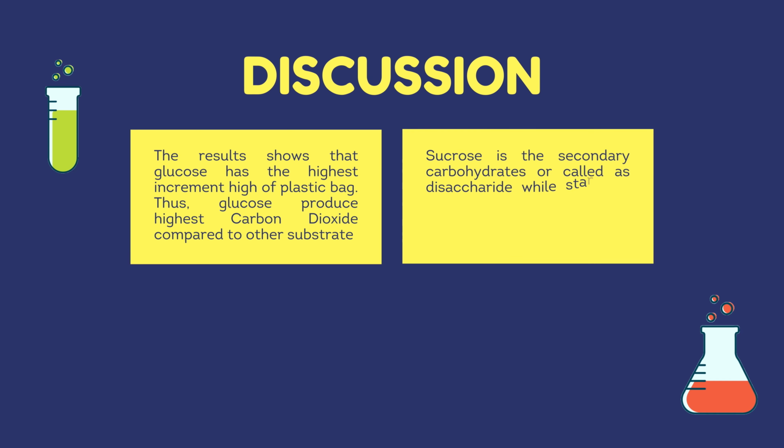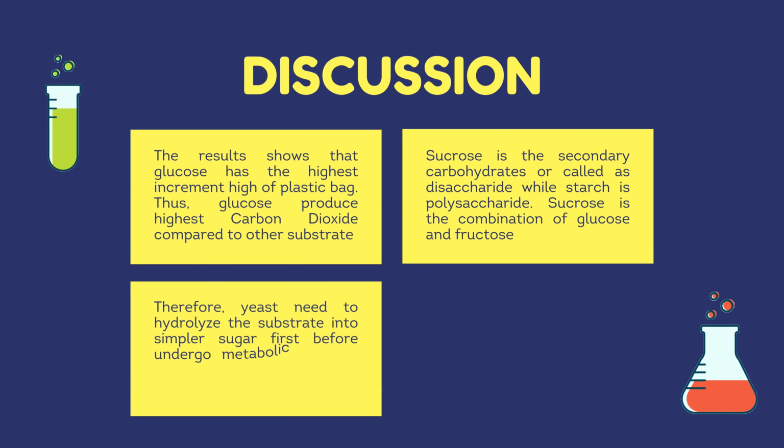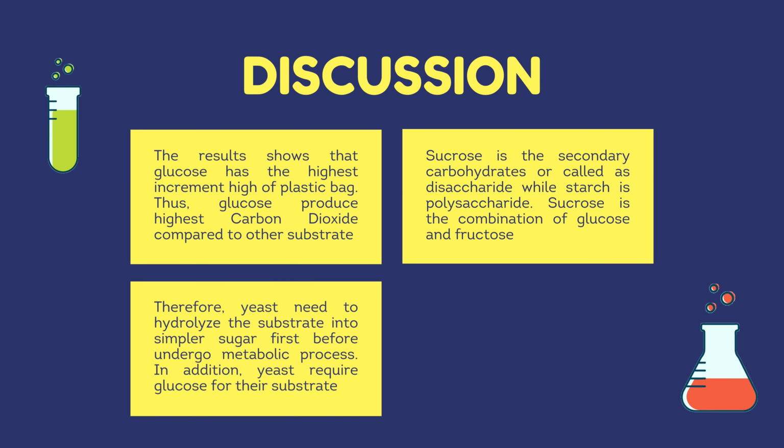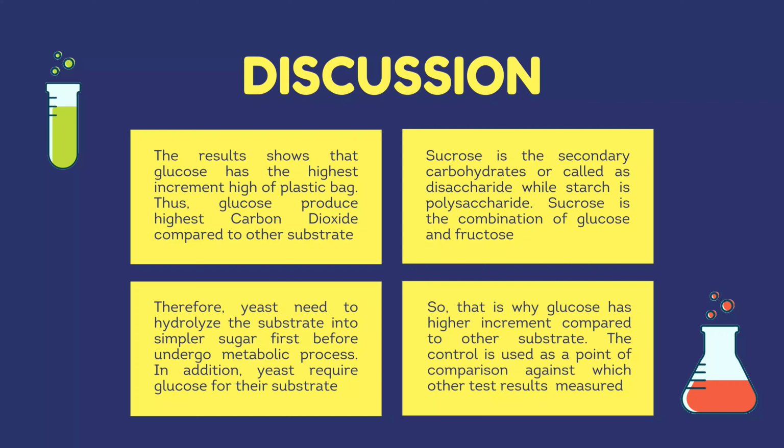Sucrose is a secondary carbohydrate, called a disaccharide, while starch is a polysaccharide. Sucrose is the combination of glucose and fructose. Therefore, yeast needs to hydrolyze the substrate into simpler sugar first before undergoing the metabolic process. In addition, yeast requires glucose as its substrate. So, that is why glucose has the higher increment compared to the other substrates.